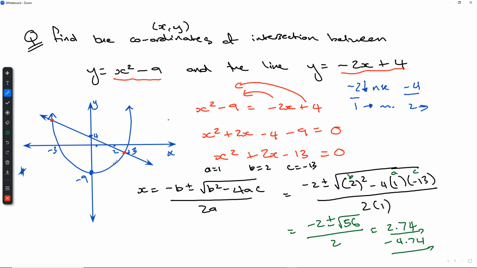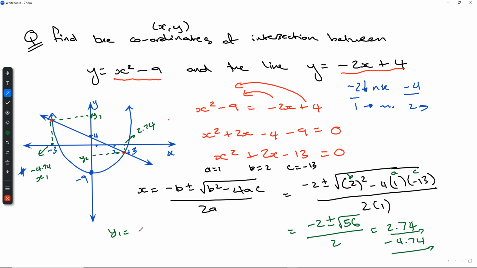So what does that mean? It means that this x value over here, which looks correct, is on the left of -3. That x value will be -4.74, which will have a corresponding y value. We still haven't found it. Let's call this x1 and this y1. Over here, this one is going to be 2.74 and some corresponding y value over here. How do we find the y value? We substitute it into any one of the two equations.